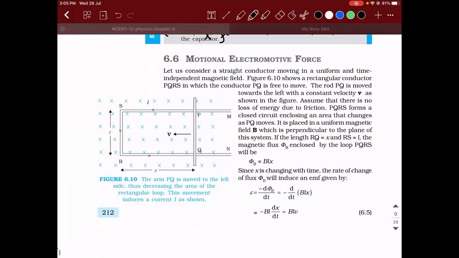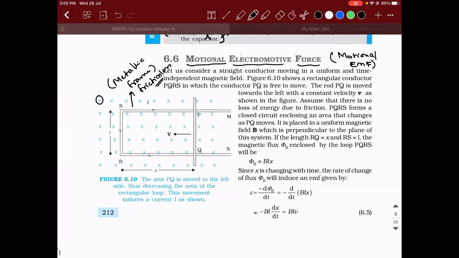So the next topic of our discussion is going to be motional electromotive force, which is also called motional EMF. For this concept, let us say there is a magnetic field which is into the plane of the paper, and there is a metallic frame which is frictionless in nature.